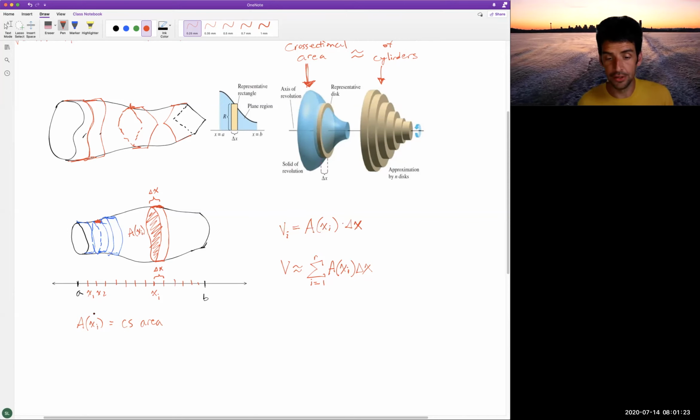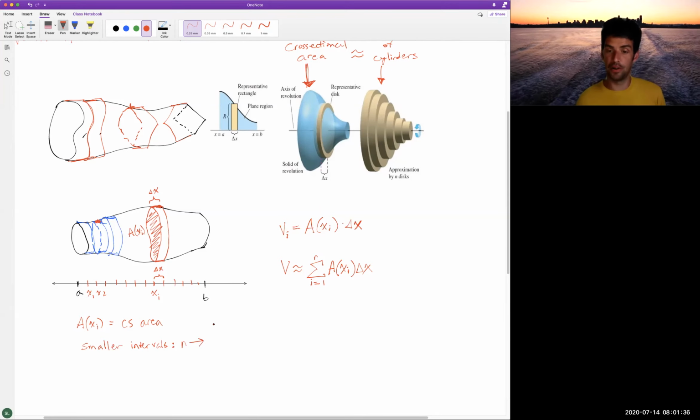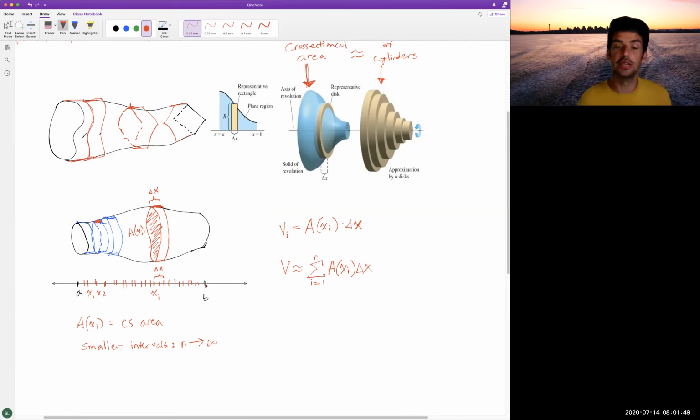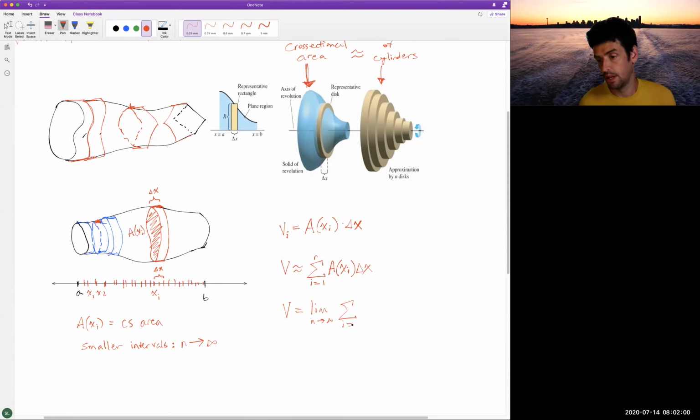So making the intervals smaller is equivalent to making the number of slabs bigger. Remember, n was the number of slabs we were using. If we divide this up into more little intervals, we're going to have a smaller interval, right? So we just keep dividing up into more and more. And so we'll take the limit as n goes to infinity of this expression.